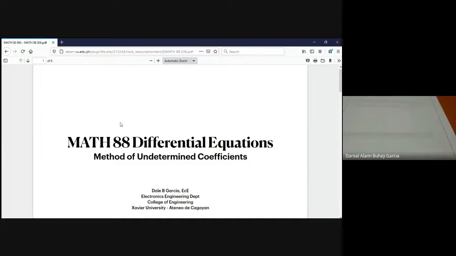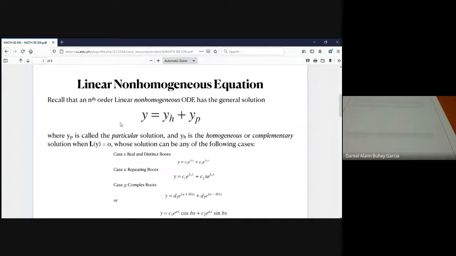Alright, good afternoon. Last meeting, we started to discuss the method of undetermined coefficients. It's a particular method on how to solve for the solution of a differential equation, which is specifically these that are linear and have constant coefficients. Okay?